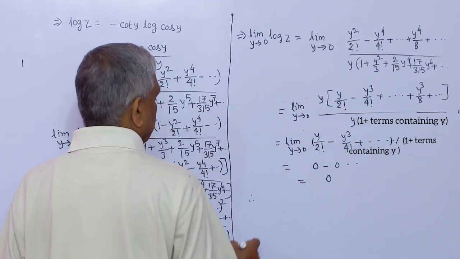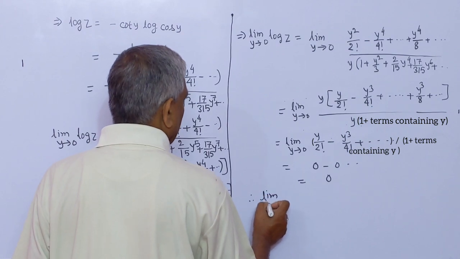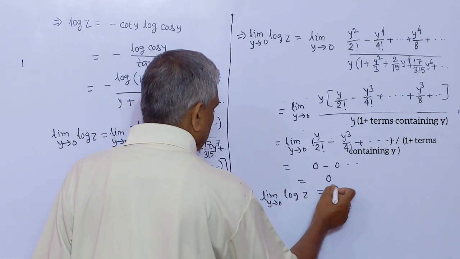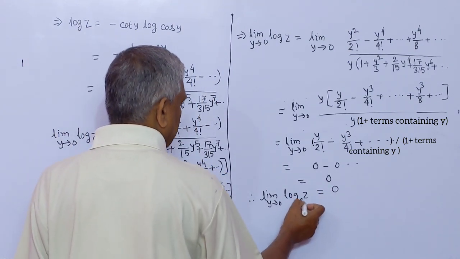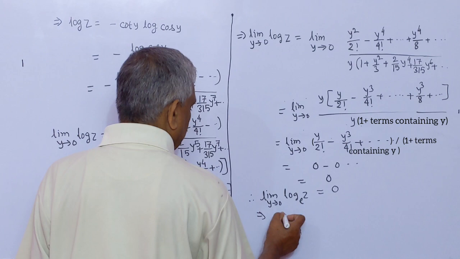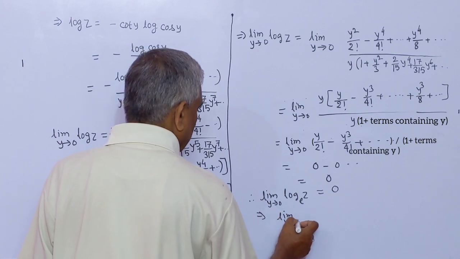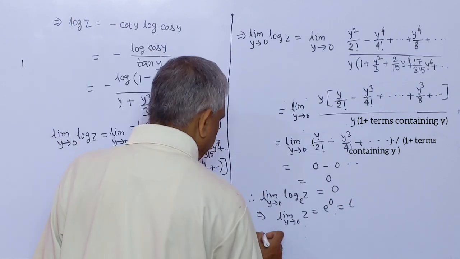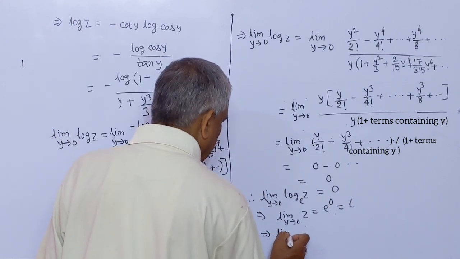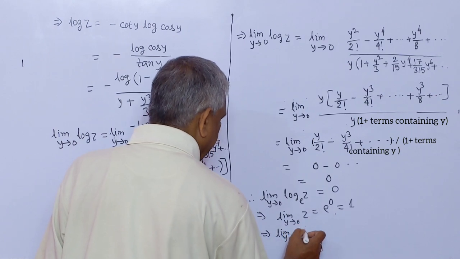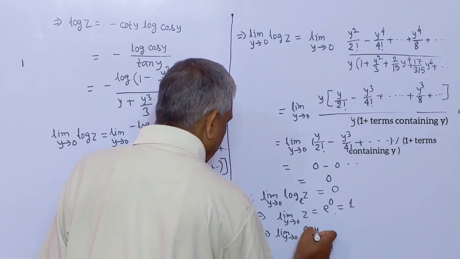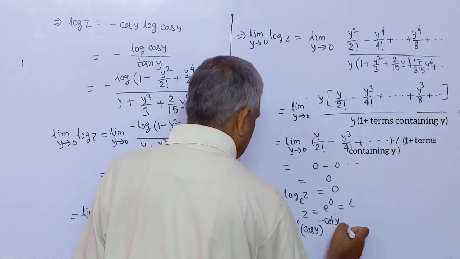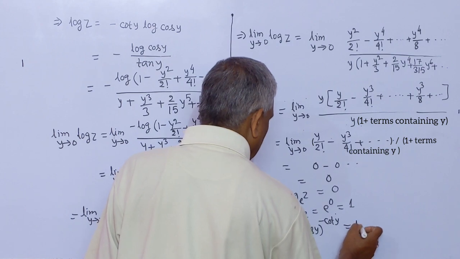Therefore limit y tends to 0 of log z equals 0. Here we have base e, which implies that limit y tends to 0 of z equals e to the power 0, that is 1. This implies that limit y tends to 0 of z, meaning cos y to the power minus cot y, equals 1.